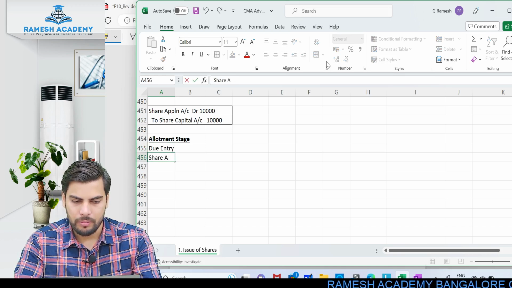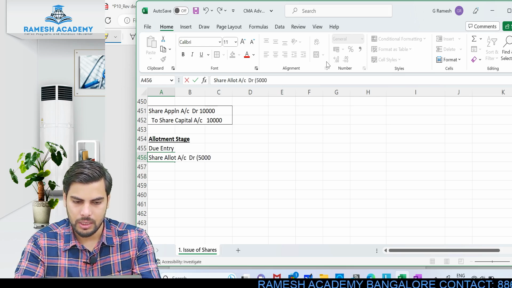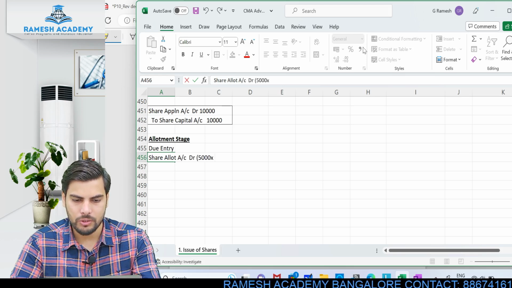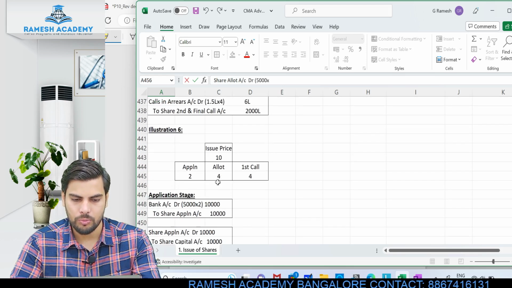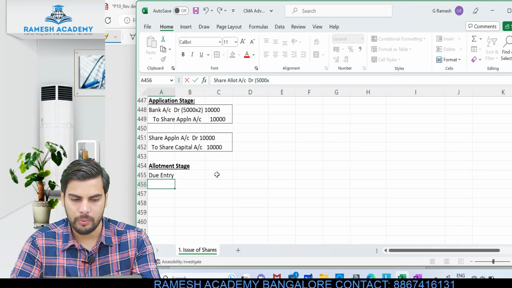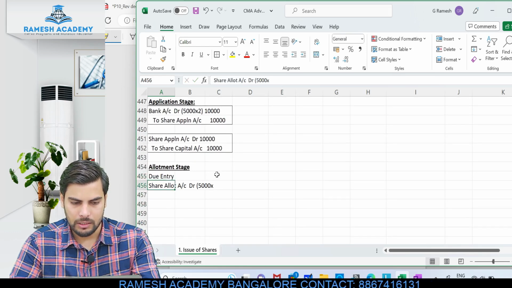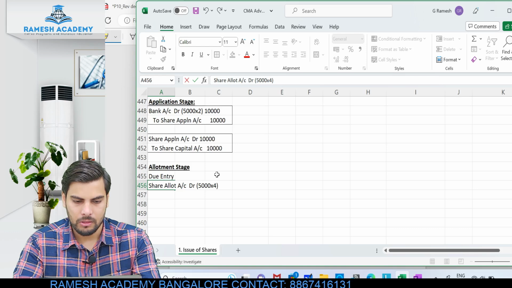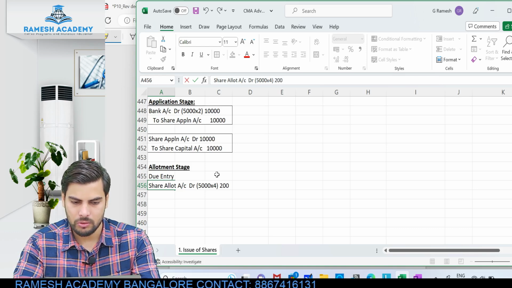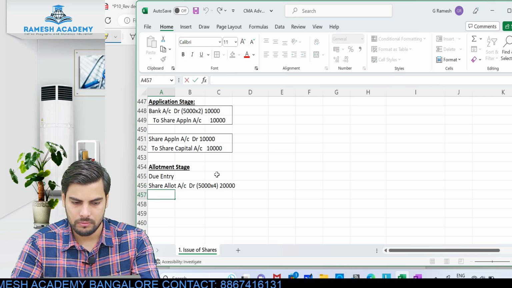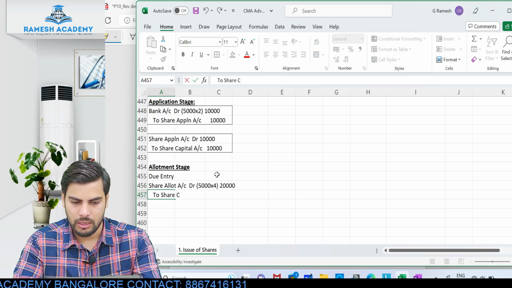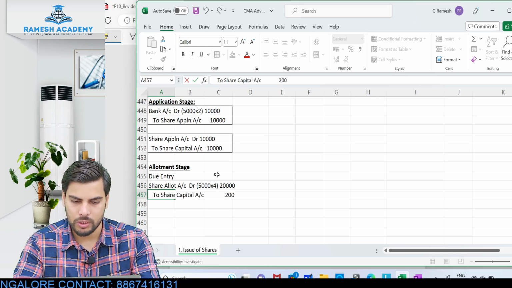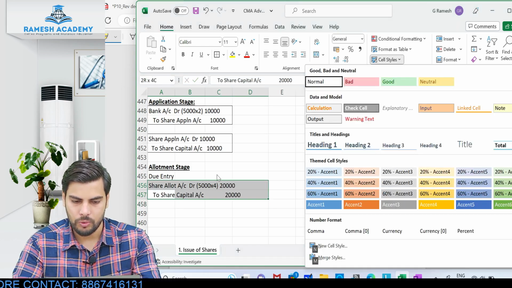The due entry will be share allotment account debit, 5,000 shares into, what is the allotment money which is due? You can refer to this particular table. 4 rupees is what is due at allotment. So 5,000 into 4, 4 times 5 is 20, so 20,000 to share capital account. Here the shares were issued at par, so no question about the securities premium. This would be the entry.